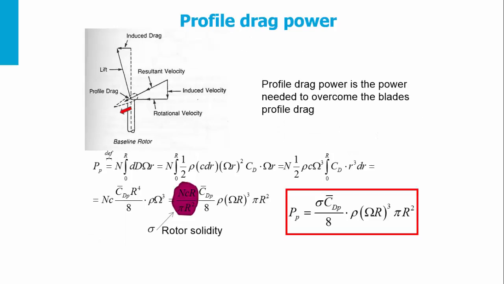Profile drag power is the power needed to overcome the blade's profile drag. One can calculate the integral of these drag forces multiplied with omega r. Assuming a mean drag coefficient CD bar on the rotor, performing the integral gives us the final profile drag formula.